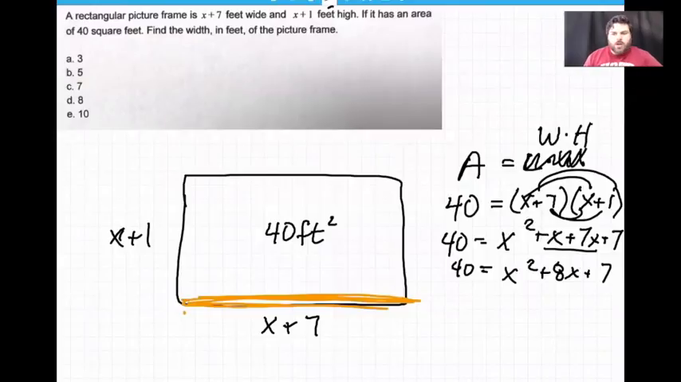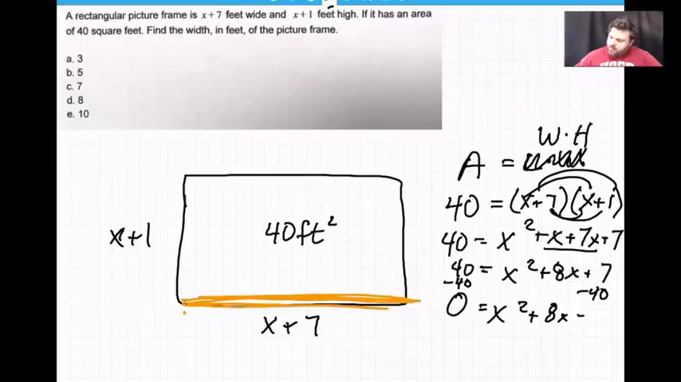Alternately, you could get everything on one side, so subtract 40 from both sides. That gives you x squared plus 8x minus 33. And then we could factor this, or we could plug it into the quadratic formula. Either way works. I'm going to try the quadratic formula here just because, why not?